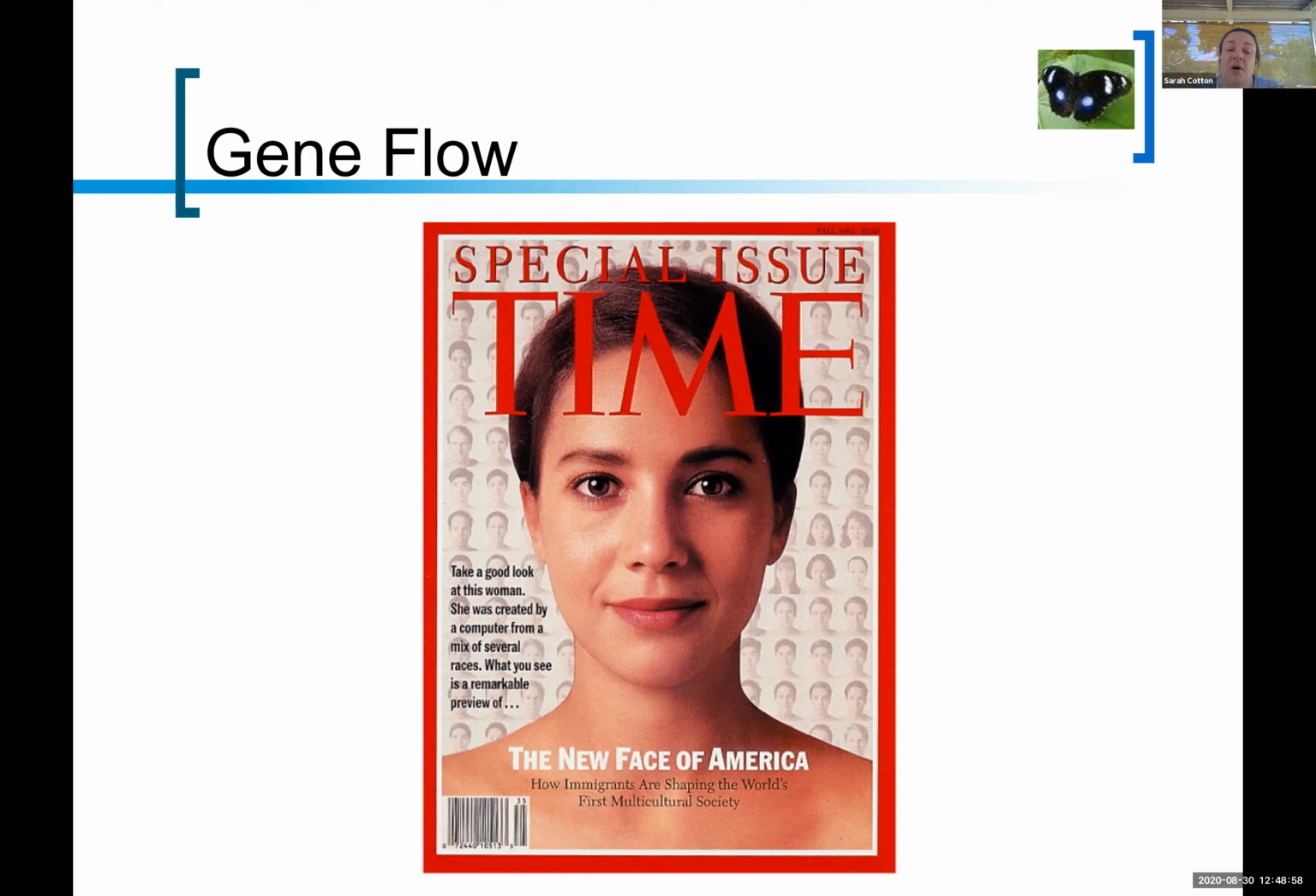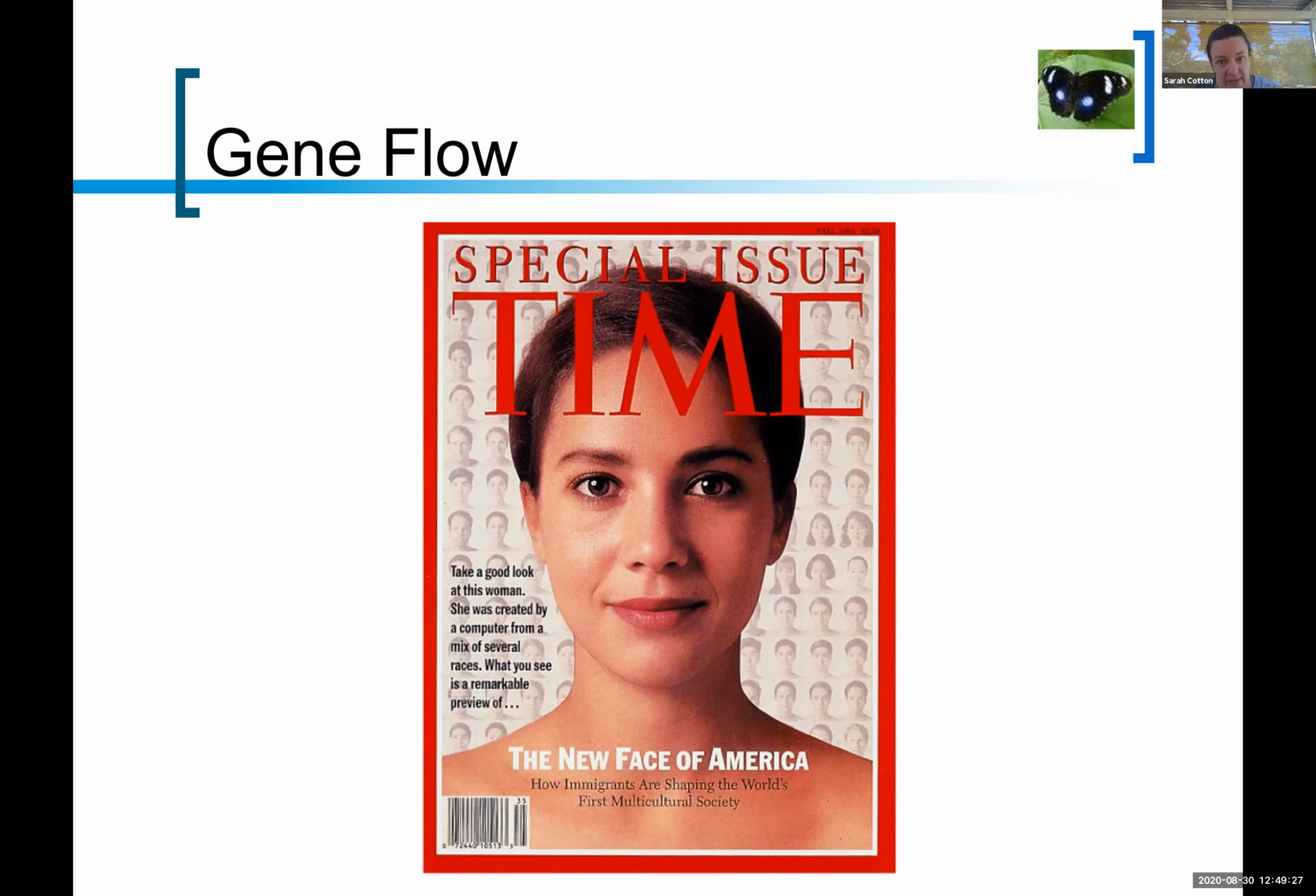Okay, so gene flow, the reason I like to show this is that if there's a lot of gene flow happening between populations, it tends to reduce differences between populations. For much of human history, people were fairly isolated. People lived in a small community. You didn't travel much, and if you did travel, you didn't travel very far because it took a long time and it was expensive.